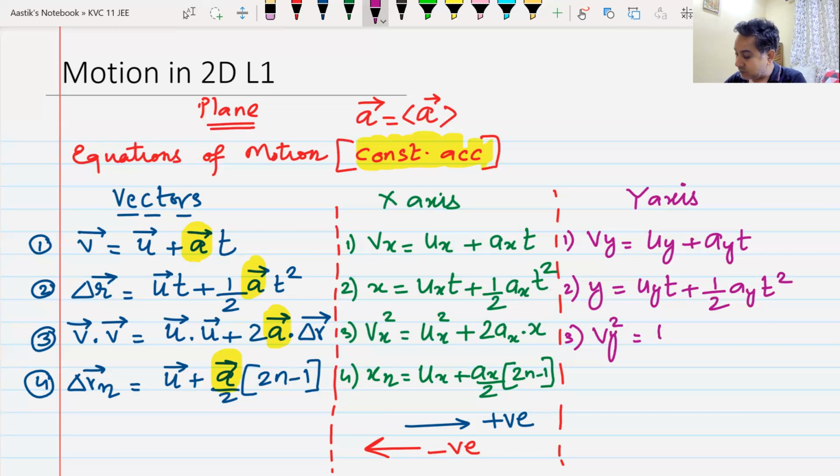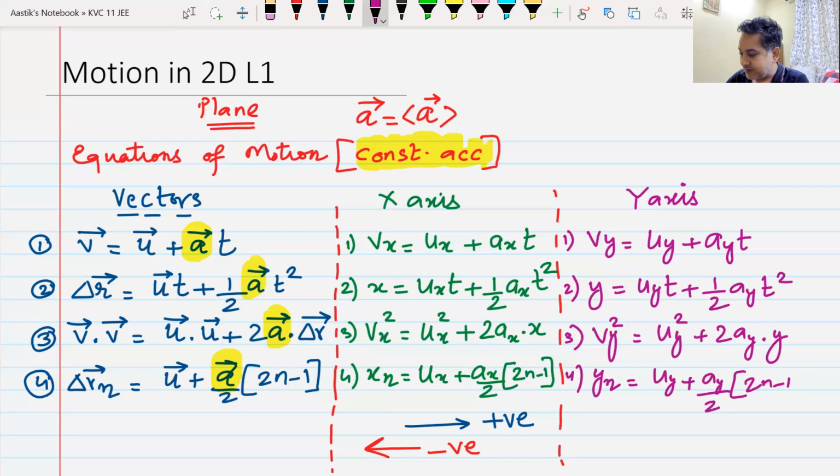Vy square is equal to uy square plus 2 times ay multiplied by y. Fourth, displacement Yn is equal to UY plus AY by 2 into UN minus 1. But remember, whenever we are using this type of equation, we have a sign convention. Positive: any vector directed upwards is positive. Any vector directed downwards is negative.